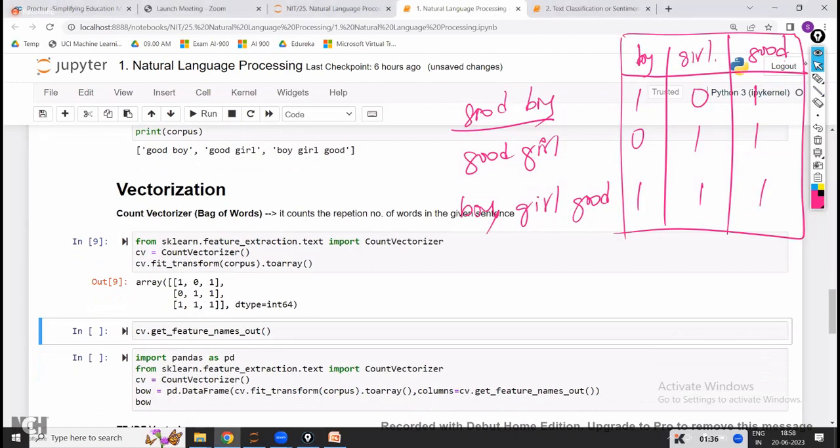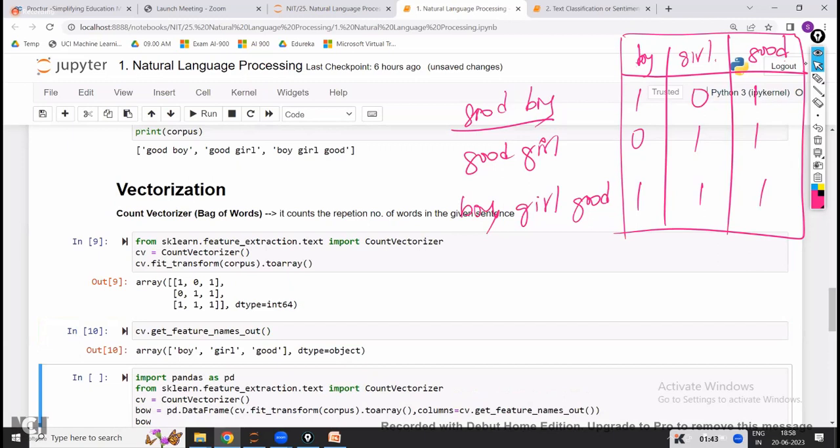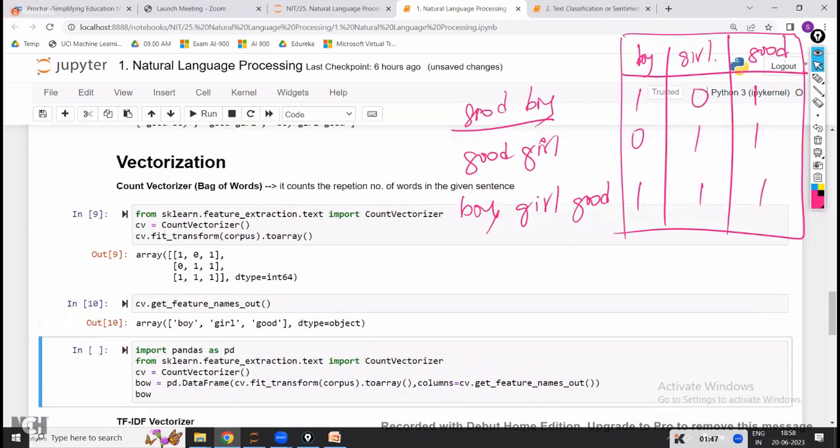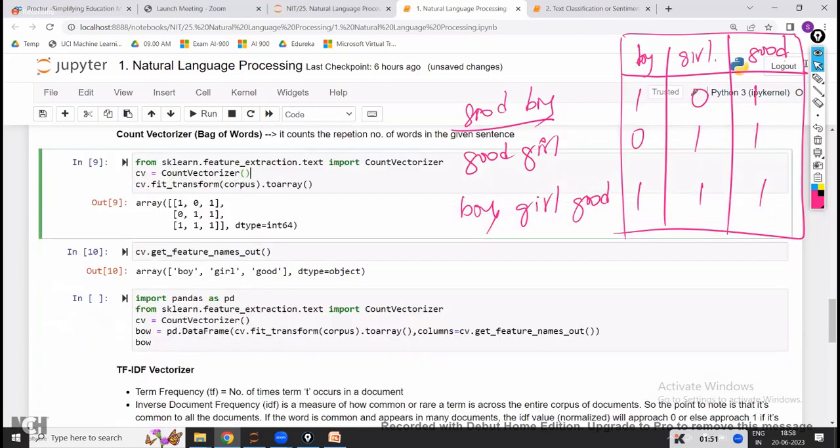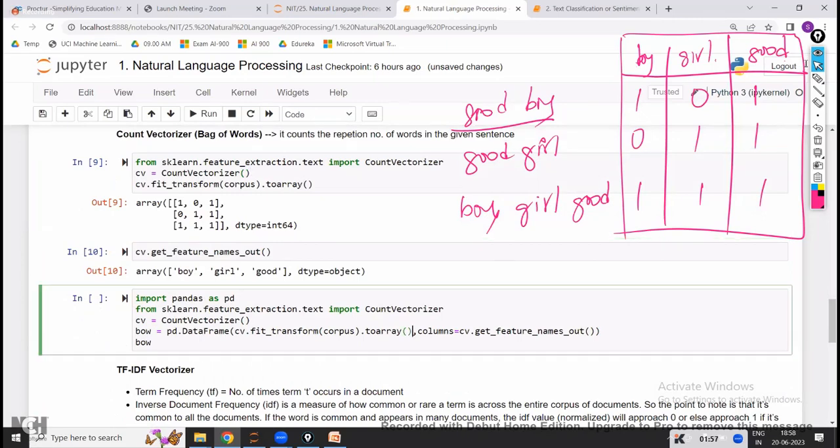CV means count vectorizer. Get the feature names out. Now you are going to get the feature names. What are the feature names? Boy, girl, and good. Can you see the order? And if you want to combine this one and this one, use pd.DataFrame. You know what is meant by pd.DataFrame. Within the pd.DataFrame, I'm going to give the array as the input, and columns is equal to this list as the input. Data is this one, and column names are this one. And I'm going to create this one.